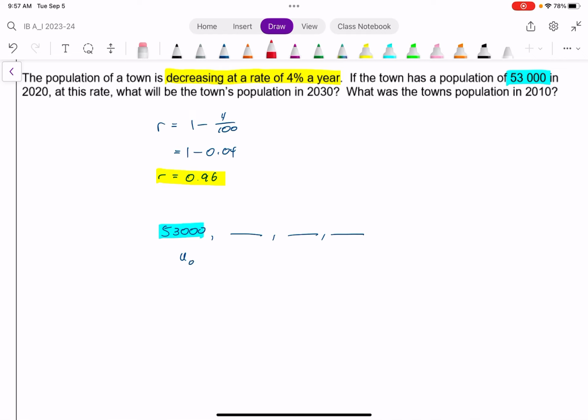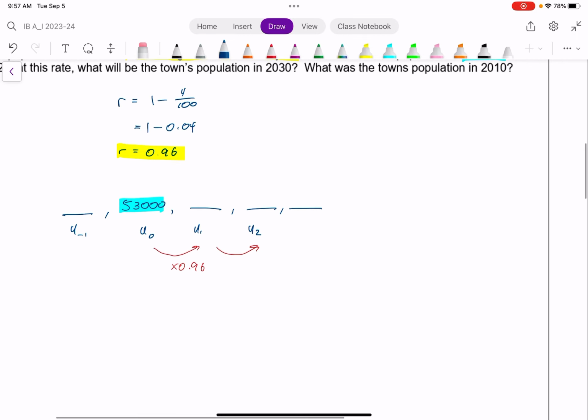And still the same idea, we're multiplying by 0.96 every time we go from one term to the next. But then I'm thinking of this being term 1, which is 2021. This is term 2, which is 2022. As well, I can now go backwards because I'm not inherently thinking of this having to be a geometric sequence formally. And so this I can think of as being U negative 1, which is the population in 2019, 1 year before the start.